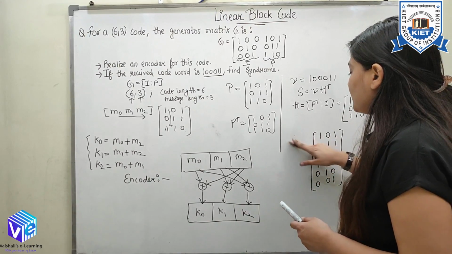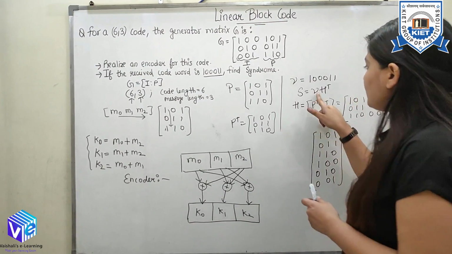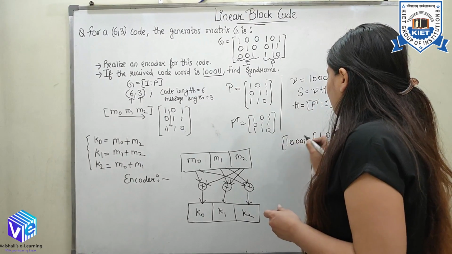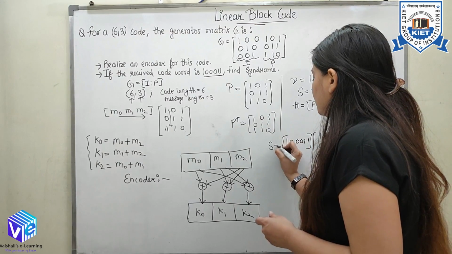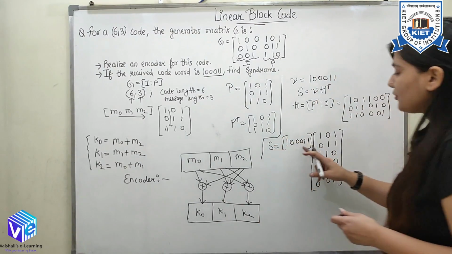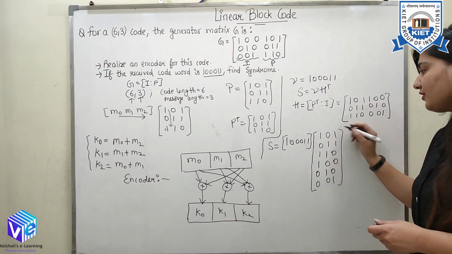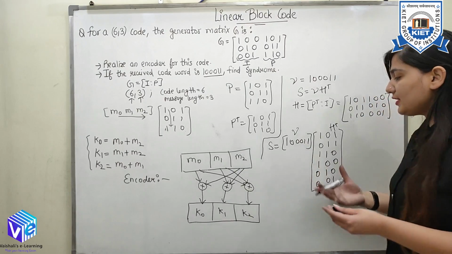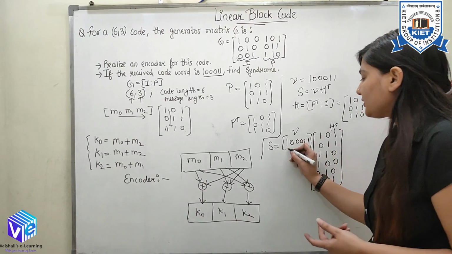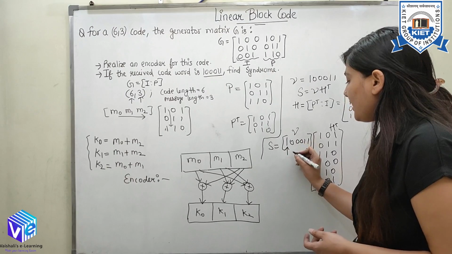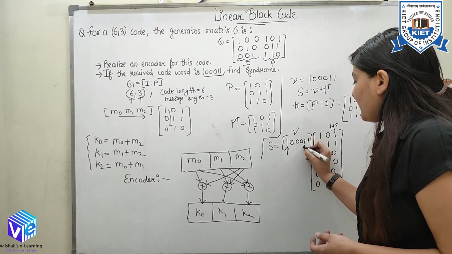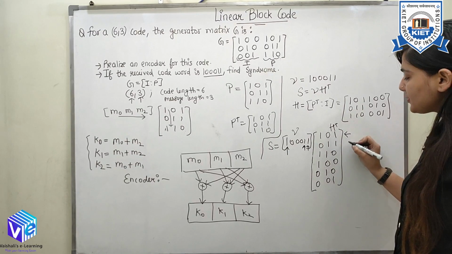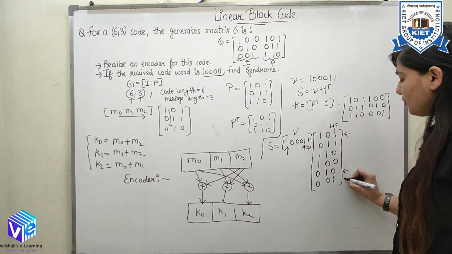Now I need to multiply this parity check matrix with the received code. The received code is 1 0 0 0 1 1. This would give me the syndrome. I'll multiply the received code word with this H transpose. Now I don't need to multiply it fully. The short trick is, I see that the first element is there, the fifth element is there, and the sixth element is there. So I'll take out the elements from the first row, fifth row and sixth row.